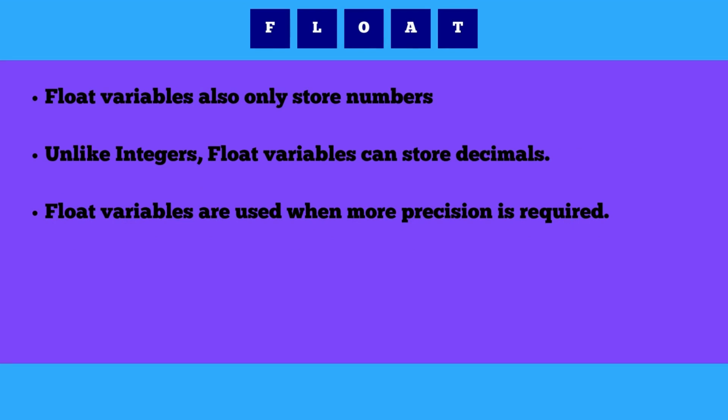The next type of variable is float or floating numbers. Like integers, float variables also store numbers, but unlike integers, float variables can also store decimals. These are used when you need more precision and need decimals.